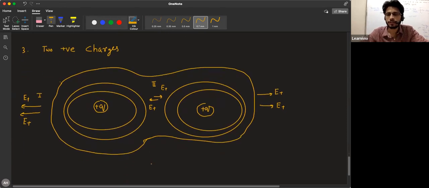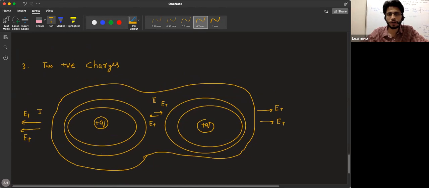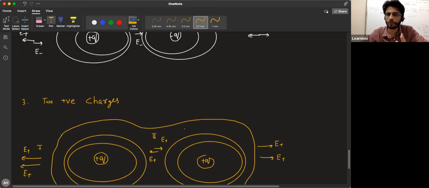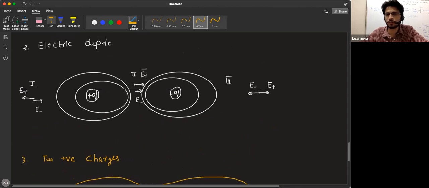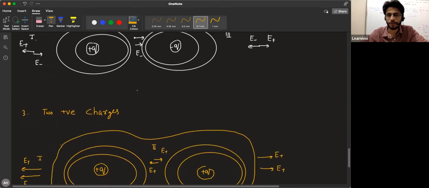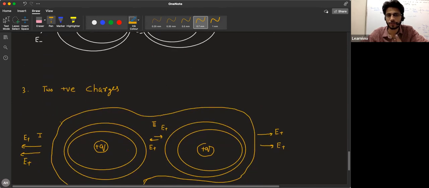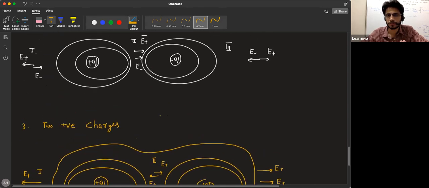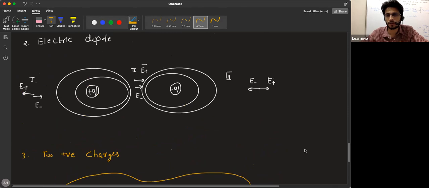Okay, Yashika, we draw a single equipotential surface for two positive charges, but we don't draw any such surfaces for an electric dipole. Can you guess why? Why can we draw single surfaces in the case of two positive charges, but not in the case of an electric dipole? Yashika. Sir, there is a null point between them. No, not null point. Noha, will you try?